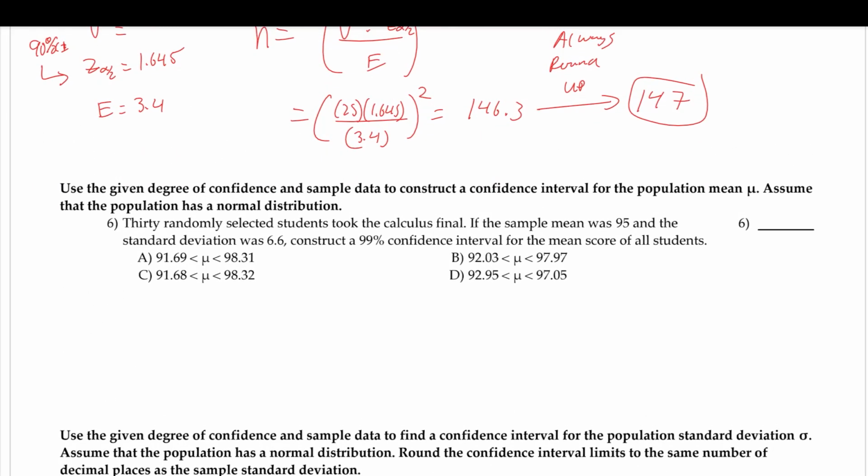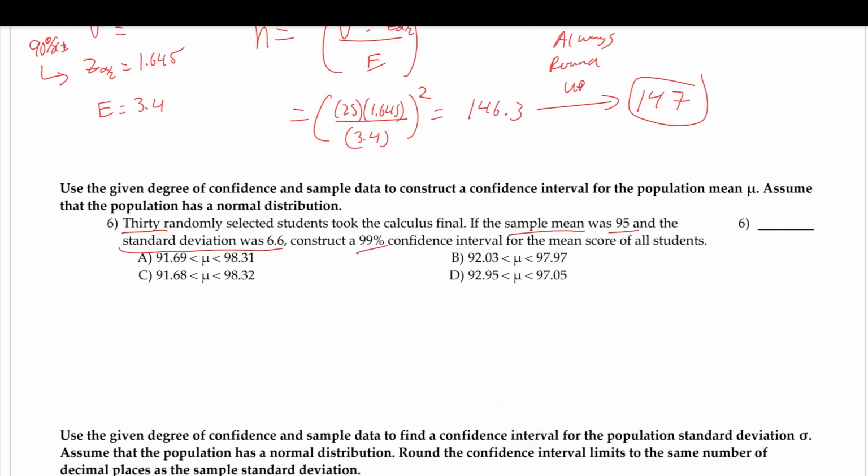Number 6, 30 randomly selected students took the calculus final. If the sample mean was 95 and the standard deviation was 6.6, construct the 99% confidence interval for the mean score of all students. Okay, so this was a sample of 30, right? And we had a sample mean of 95 and a sample standard deviation of 6.6. And we're looking for a 99% confidence interval.